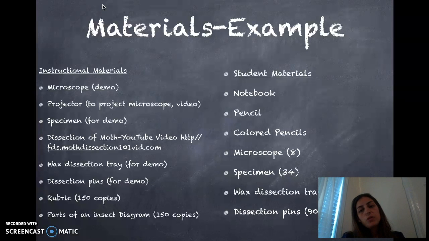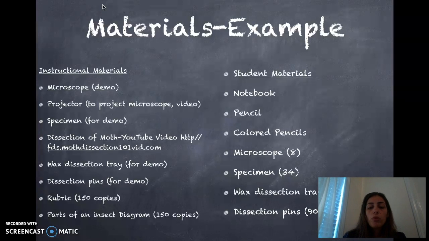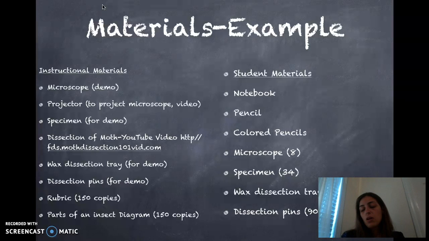And then you have student materials, so they're going to have their notebook, pencil, colored pencils to fill in their parts of an insect diagram, a microscope per group, specimens for the whole day, and a wax dissection tray they're going to use, and the pins. So this is just an example, but you need to think of everything that you're going to touch as the teacher for the instructional materials, and then everything that the student is going to touch. And you can even go so far as, because they're doing this section, they're going to have to sanitize everything afterwards, so you may need to include sanitizer materials.